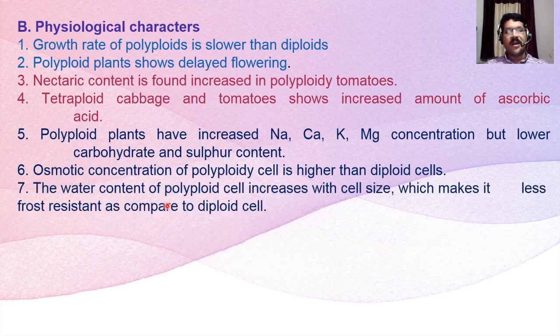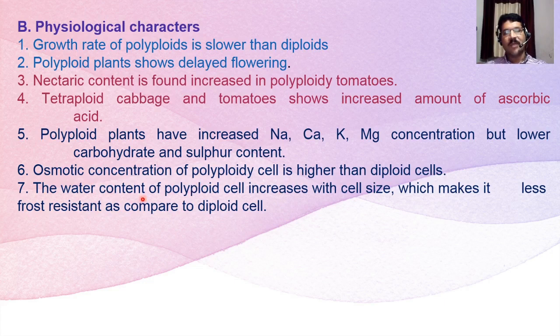The water content of polyploid cell increases with cell size, which makes it less frost resistant as compared to diploid cell. So the water content of polyploid cell increases because cell size also increases, and this particular property makes that cell less frost resistant. So polyploid cells are less frost resistant as compared to diploid cells.